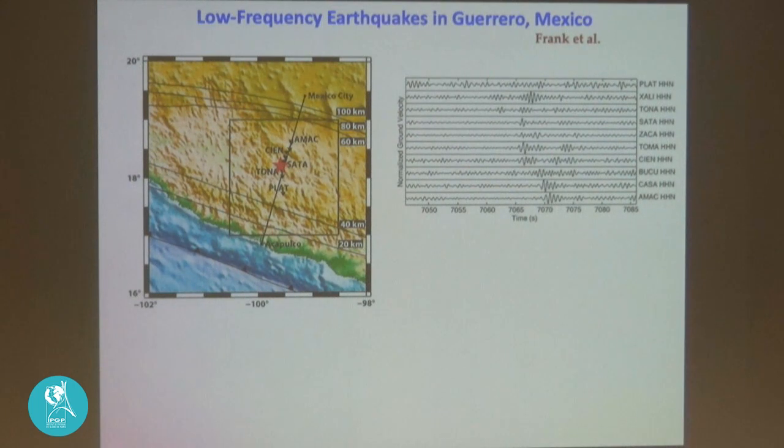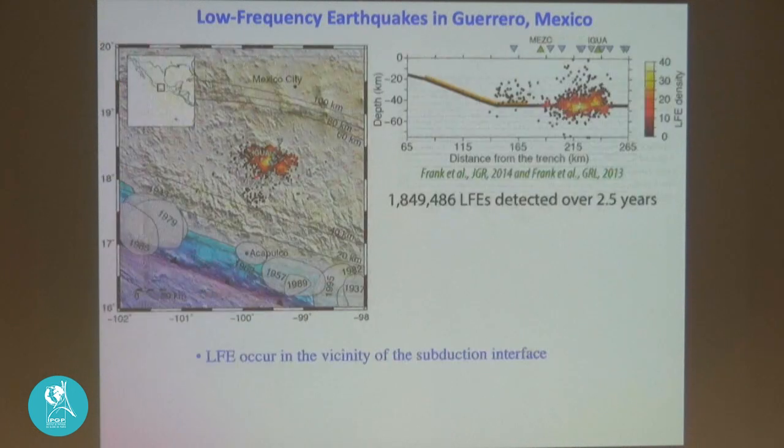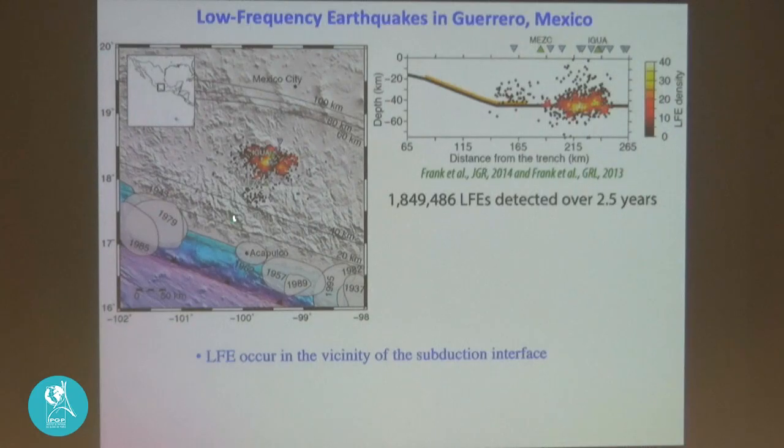Here I just show you an example of a seismogram. Again, they were detected with the same template matching approach that I mentioned to you about volcanoes. I skip all details, I just show you results. After doing very careful detection, we detected almost 2 million earthquakes during 2.5 years. This equals an average of more than 2,000 earthquakes per day. Okay, a huge amount of earthquakes. And this is the spatial distribution of these earthquakes. They're located somewhat close to the subduction interface.